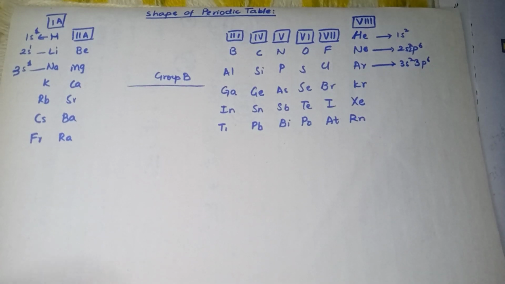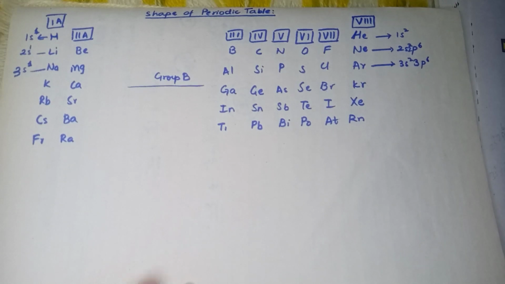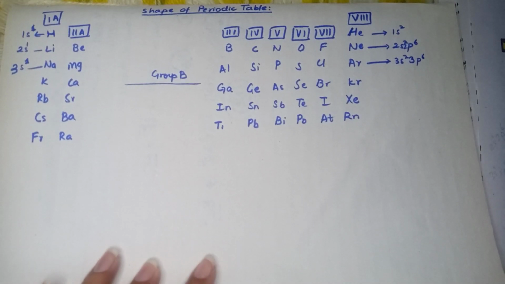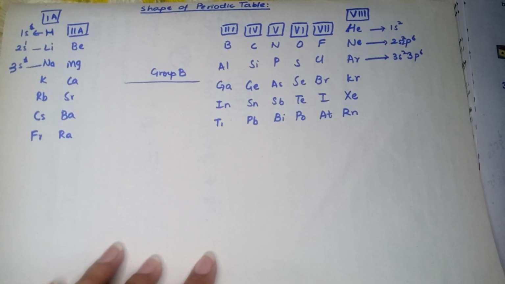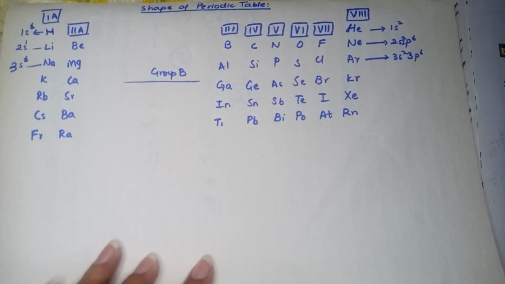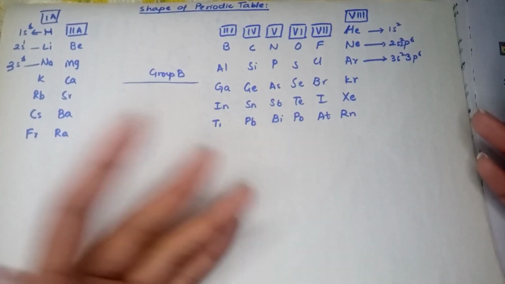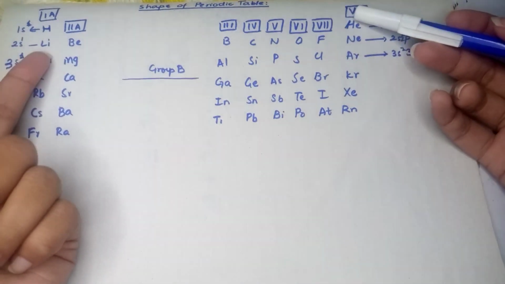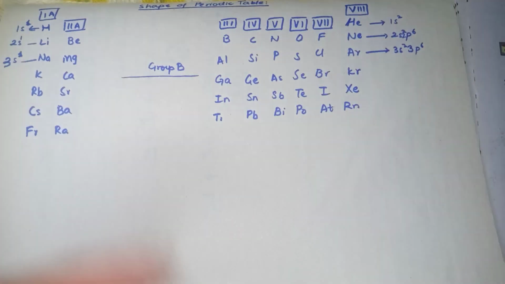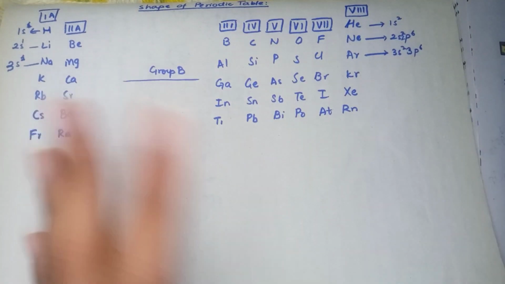Hey everyone, today the topic which we are going to study is the shape of the periodic table. This topic is from your chapter number 3, which is periodic table and periodicity of the properties. In this topic, we're going to study what the shape of the periodic table is and why it is so: in the first shell we have only two elements, while in all the other periods we have more than two elements.